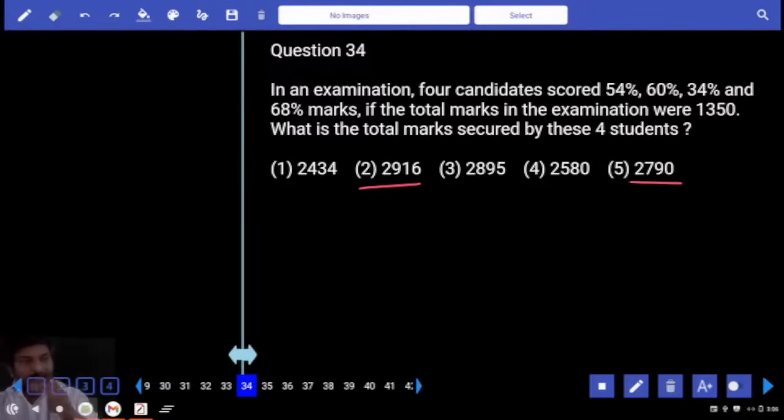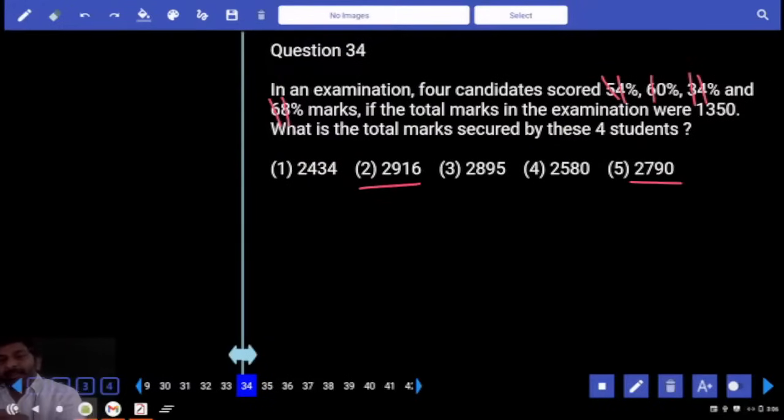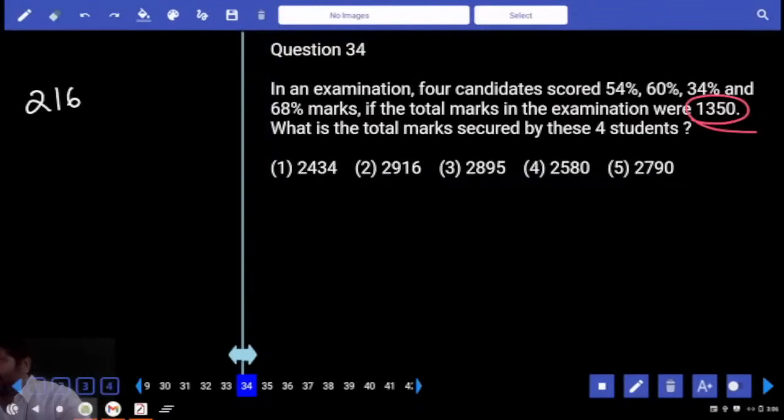Okay now? 50, 60, 110, 30, 140, 60, 200. Left over 4 plus 4 plus 8. That is total 216 percentage. Correct? What is 100%? This one. 1% of it, 13.5, can be written as 27 by 2. This is the one, right?